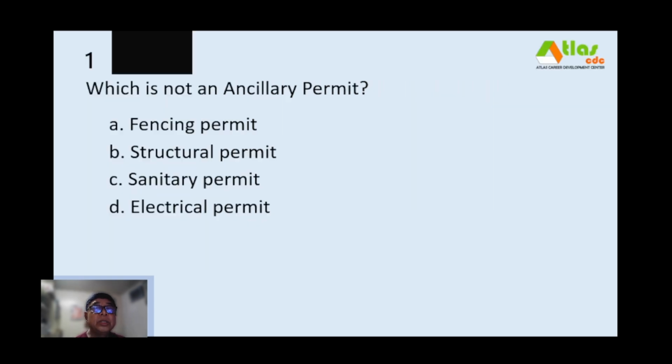So question 1. Which is not an ancillary permit? A. Fencing permit. B. Structural permit. C. Sanitary permit. And D. Electrical permit.